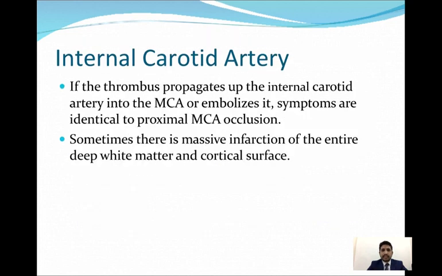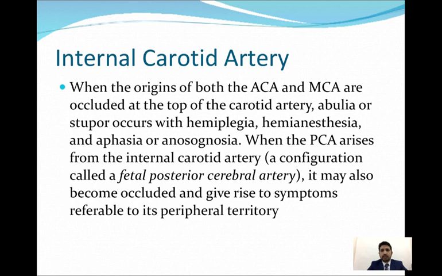So as we have discussed, if a thrombus goes into the internal carotid artery at the origin of the MCA or into the MCA, then we will find the symptoms of MCA infarct, and sometimes it leads to a massive infarct of the entire deep white matter and cortical surfaces. This is called malignant infarct. When the origins of both the anterior cerebral artery and middle cerebral artery are blocked, we will see hemiplegia and hemianesthesia along with stupor and coma.